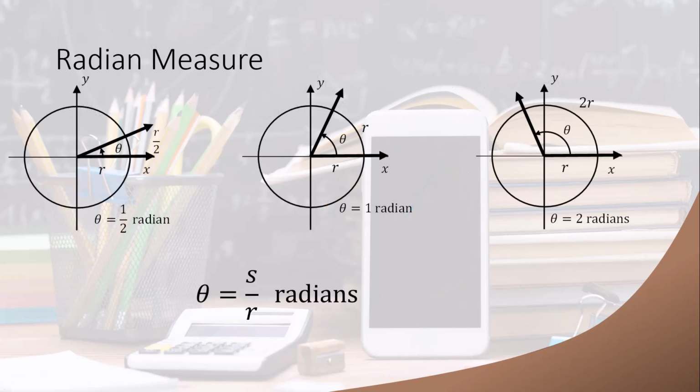Here are some examples of measures, which unfortunately are not exactly to scale. Here we have the arc length r over 2, and r, and therefore my radian measure here will be 1/2 of a radian. This is approximately 1 radian, and here my arc length is 2r, and so the ratio is going to be 2r over r, or 2 radians.